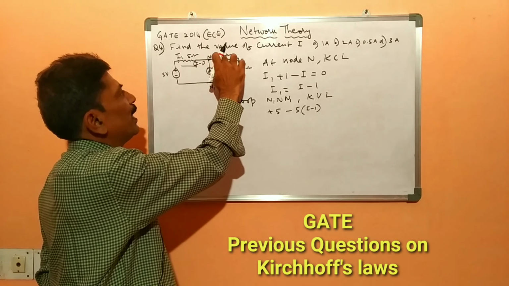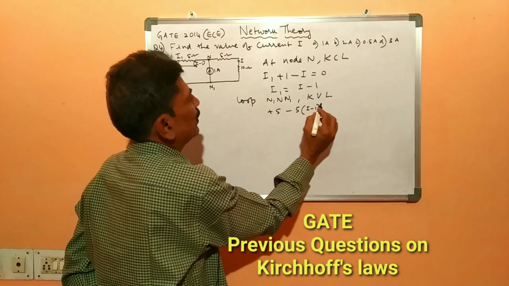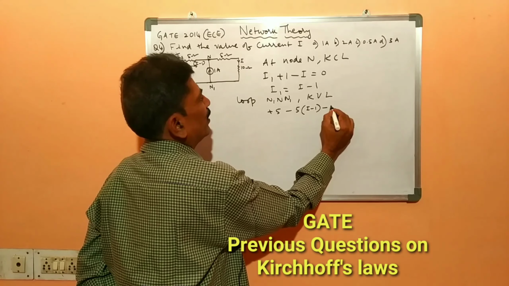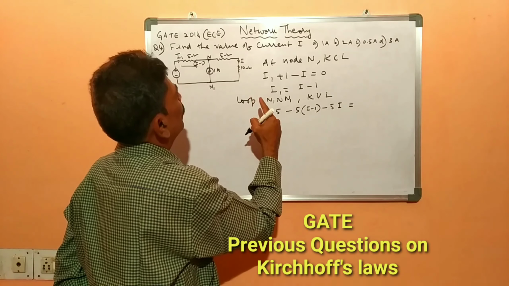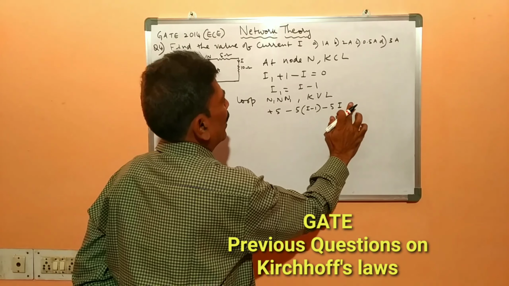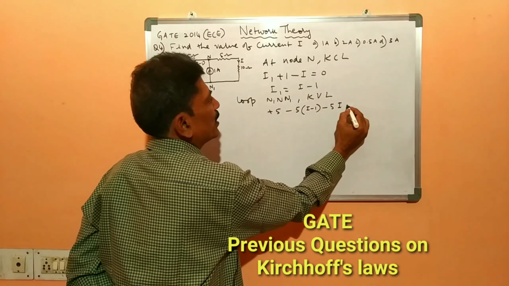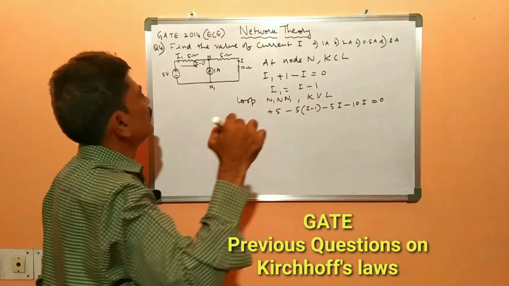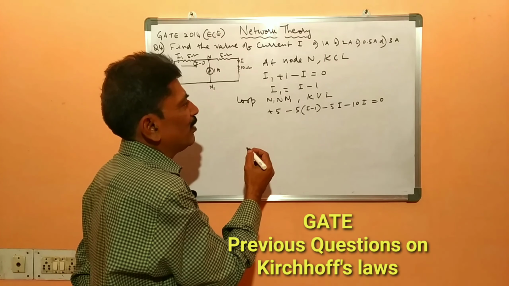And coming to the branch NN1, in this branch we are moving in the direction of current, so the sign of the drop is minus 5 into I, and in this resistance the drop is minus 10 into I, is equal to 0. Okay? So from this equation we can get the value of I.